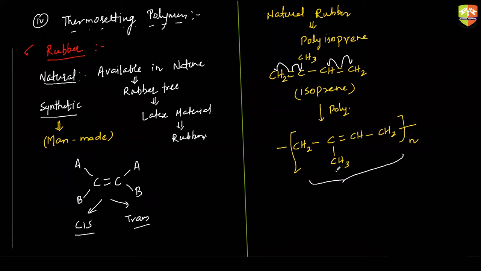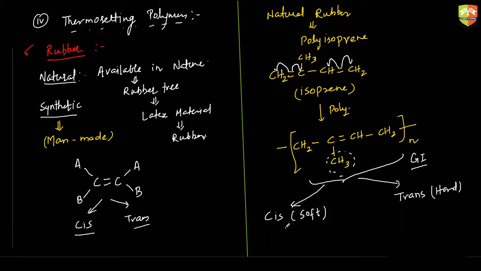That is what we have here. You see, this is CH3, and obviously this is a different group, not CH3. And this carbon has one hydrogen and one different group. So across this double bond, geometrical isomerism is possible. It has two forms, one is cis, the other is trans. The cis form is soft in nature, and the trans one is comparatively hard.